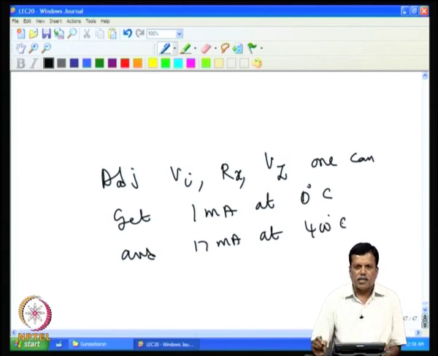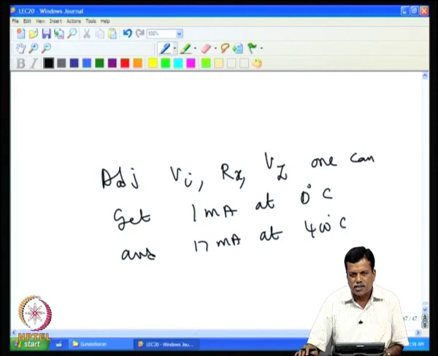So, that will make the entire circuit work as if it is a 4-20 milliampere current transmitter. We can add together the entire circuit and make it a single circuit in the next class, so that you can understand as a complete circuit how this 4-20 milliampere design works.